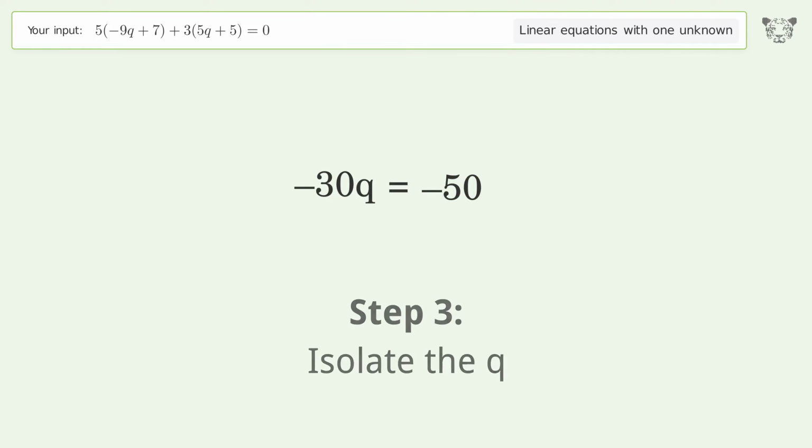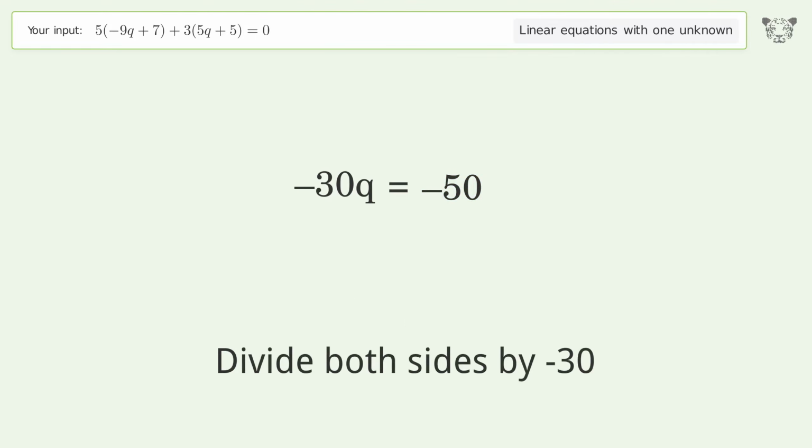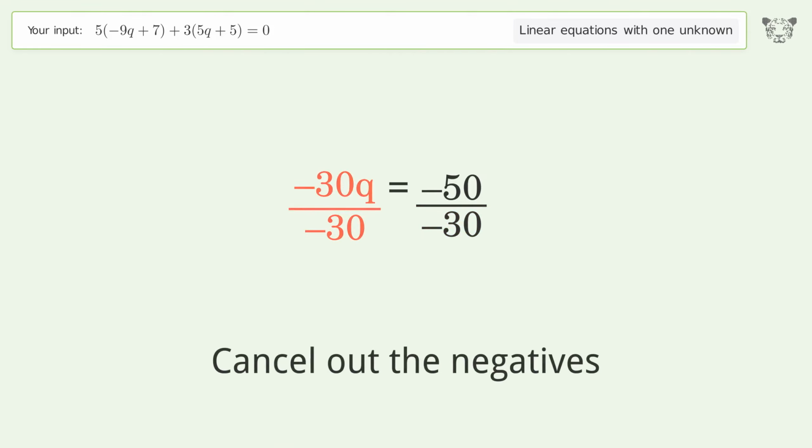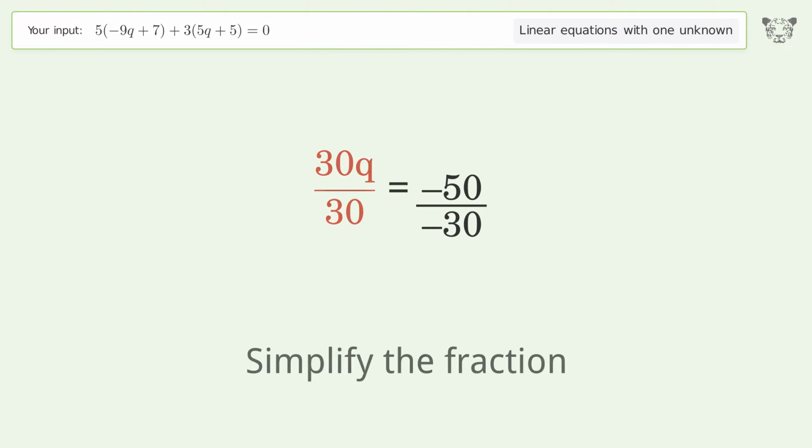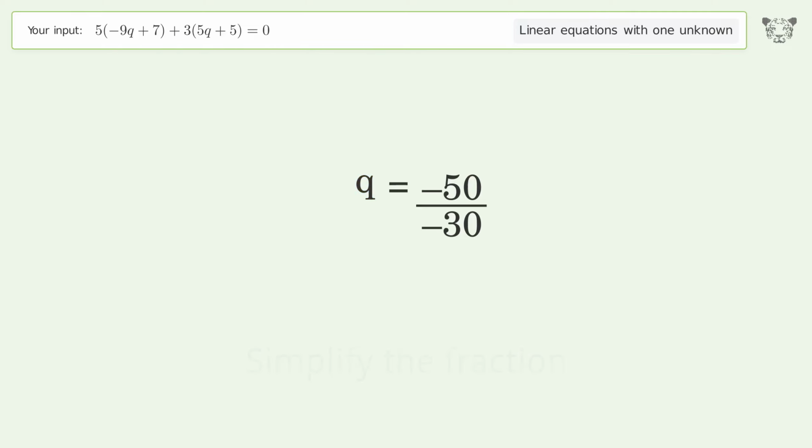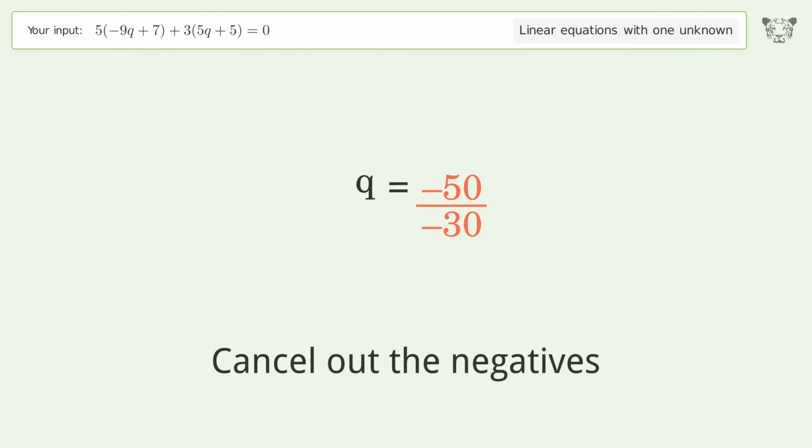Isolate the q. Divide both sides by -30. Cancel out the negatives. Simplify the fraction. Cancel out the negatives.